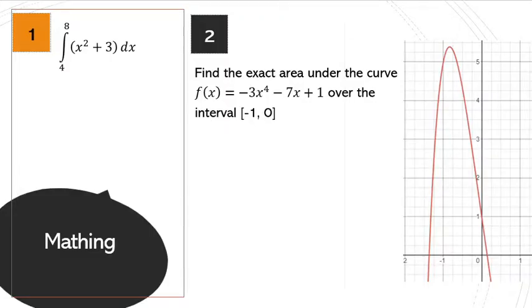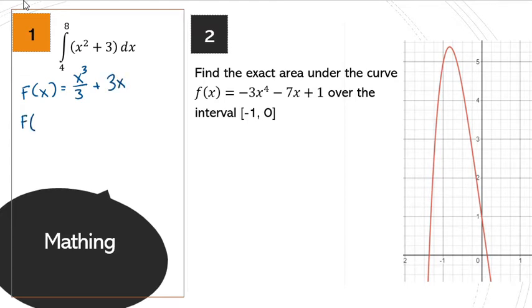So really, here's the two types of questions you can get. One's asking for the value of the definite integral. One's asking for the exact area under a curve over an interval. Same thing. So when we look at number 1, first thing, find your antiderivative. X squared goes up to x cubed over 3, and the 3 goes up to 3x.